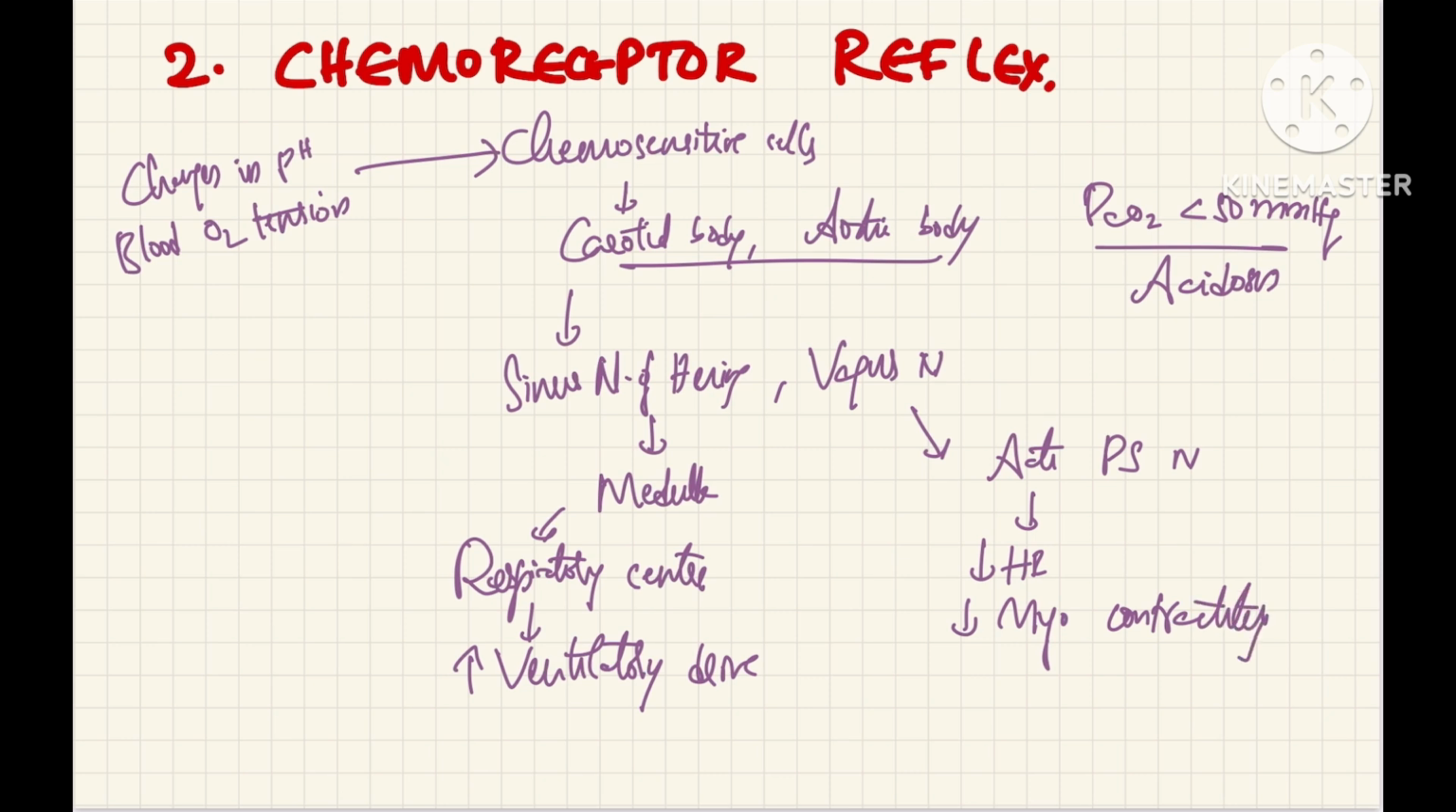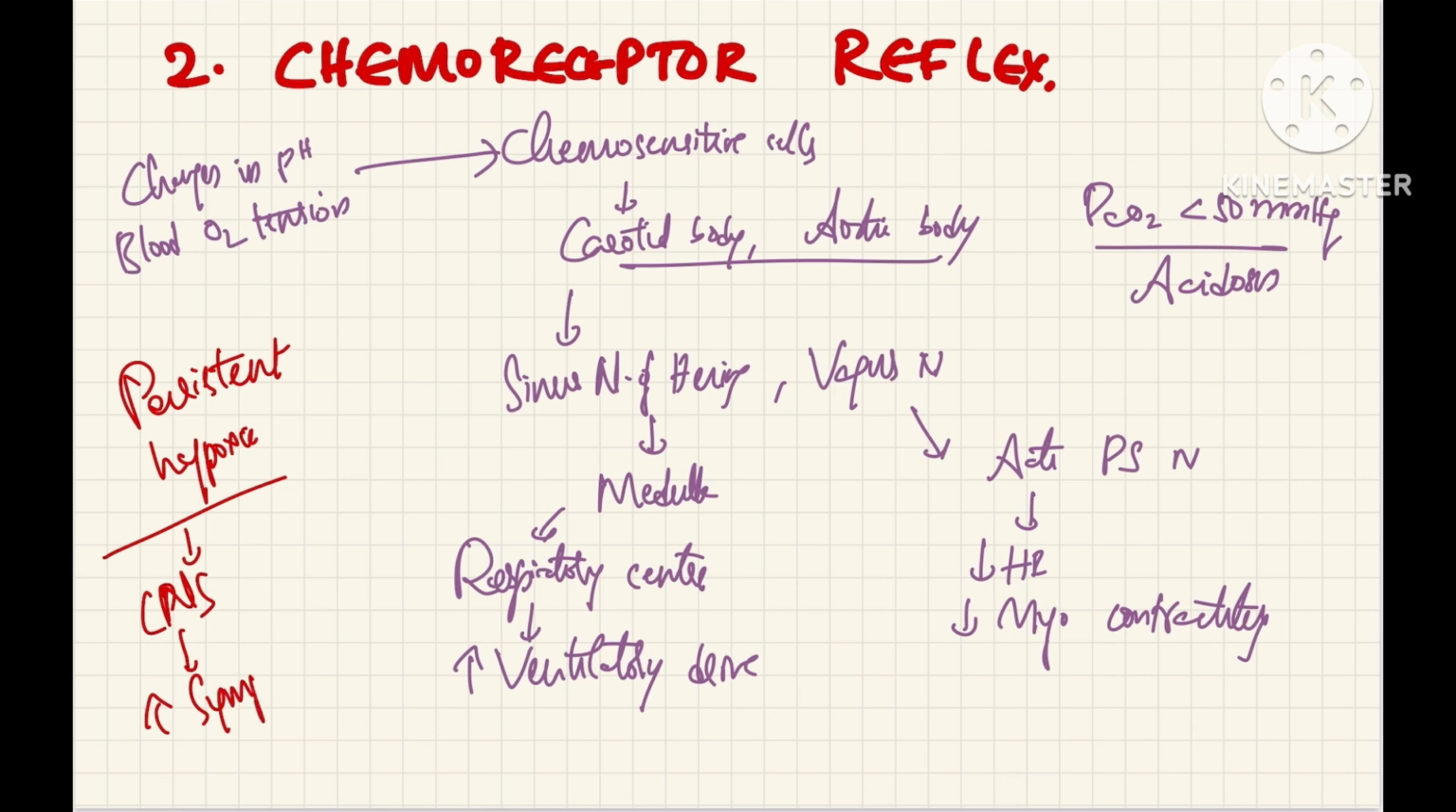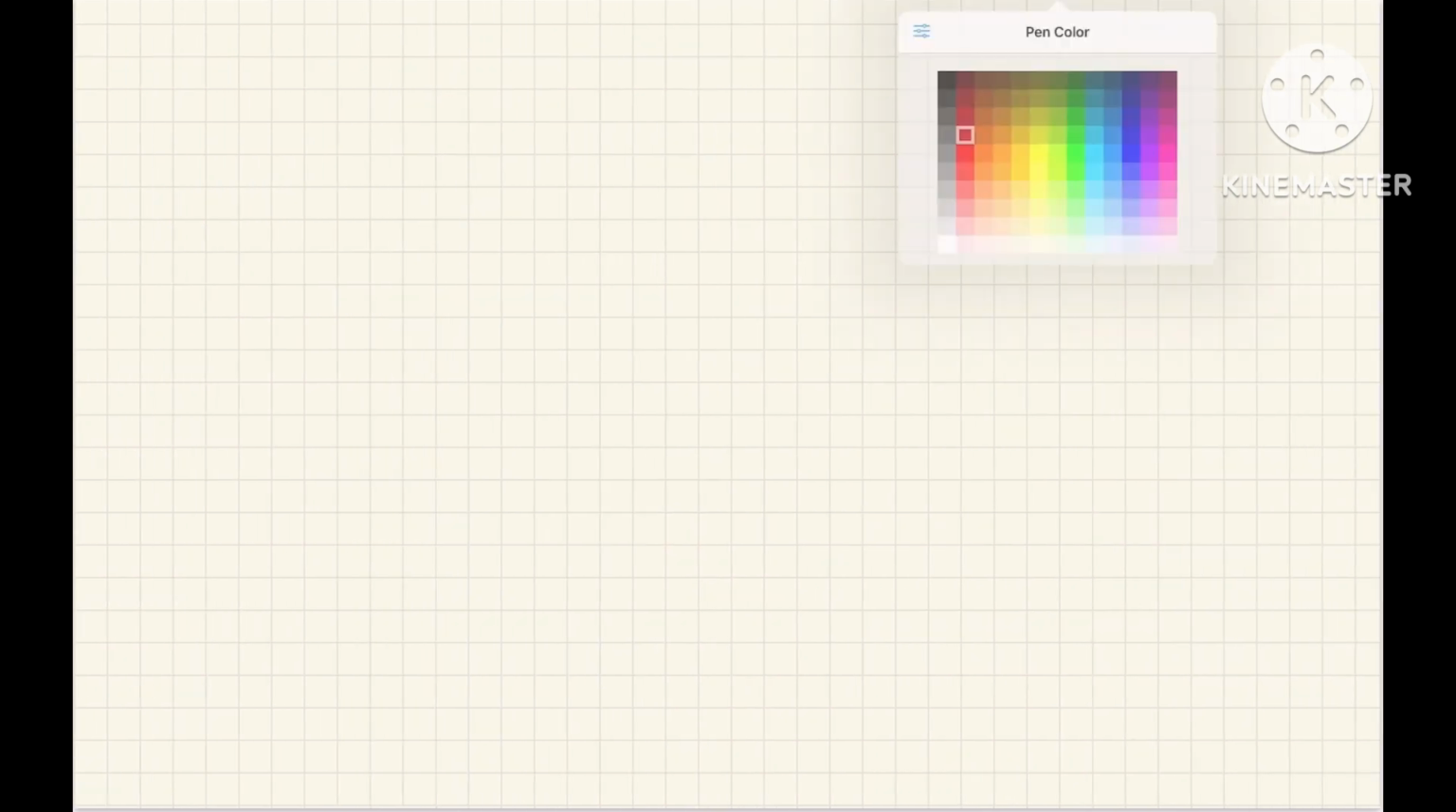If there is persistent hypoxia, there is direct stimulation of the central nervous system leading to increased sympathetic activity. Instead of parasympathetic activation, there will be increased sympathetic activity. Even in chemoreceptor reflex, there will be decrease in the heart rate because of the activation of parasympathetic nervous system. So that finishes the chemoreceptor reflex. The next reflex is the Bainbridge reflex.